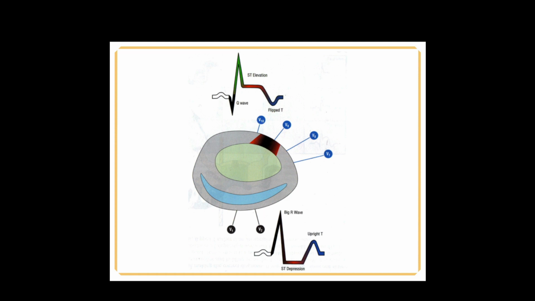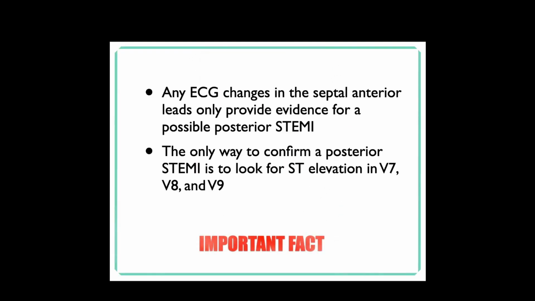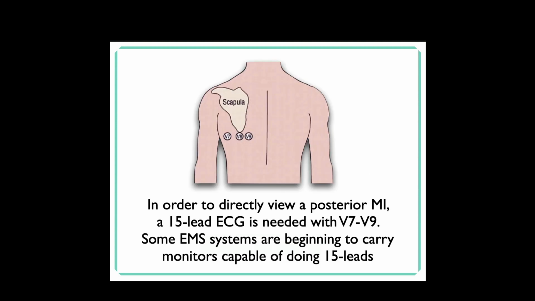One more time. Okay. So ECG changes in the septal anterior leads only provide evidence for a possible posterior MI, okay? But really, the only way to confirm is to move the electrodes around the back. In order to do this, a 15 lead ECG is needed with V7, 8, 9. And some EMS systems are beginning to carry these. I don't know of anybody around here who does, but apparently that's the case.